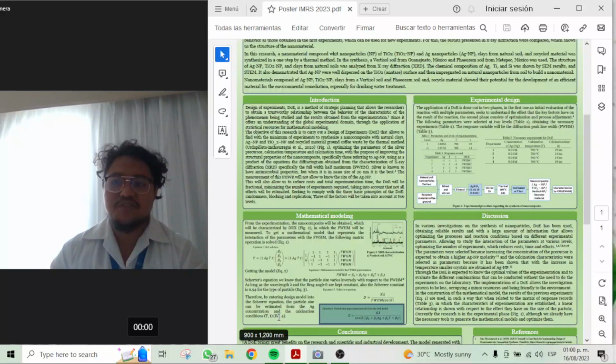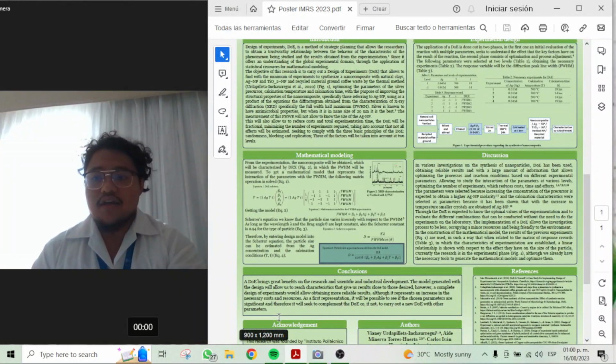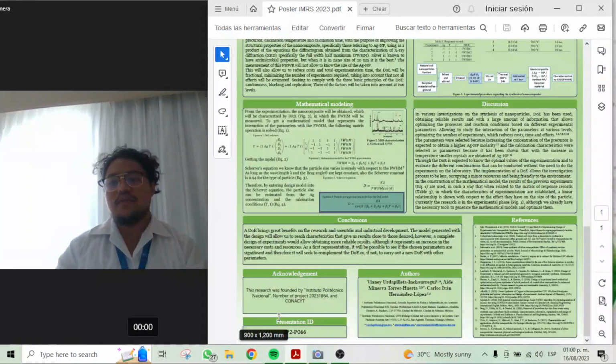The design of experiments can be used on different processes to apply in scientific and industrial research. Actually, we are doing the experimental process. When we have all the characteristics, we use that to obtain the mathematical model and optimize the values of all parameters to finally prove it in the laboratory.